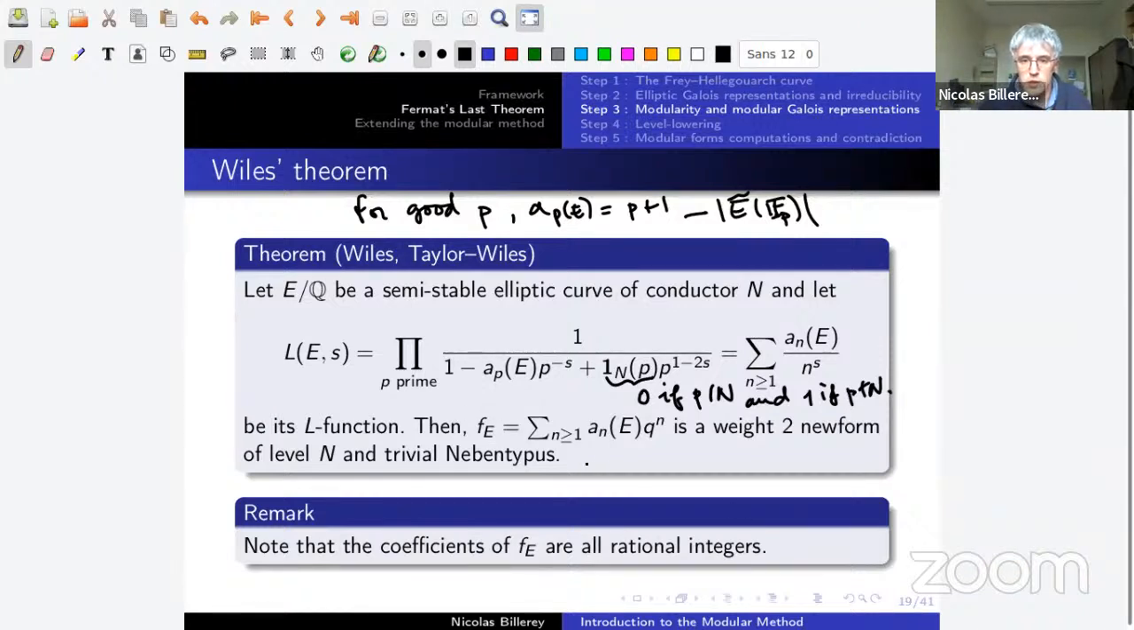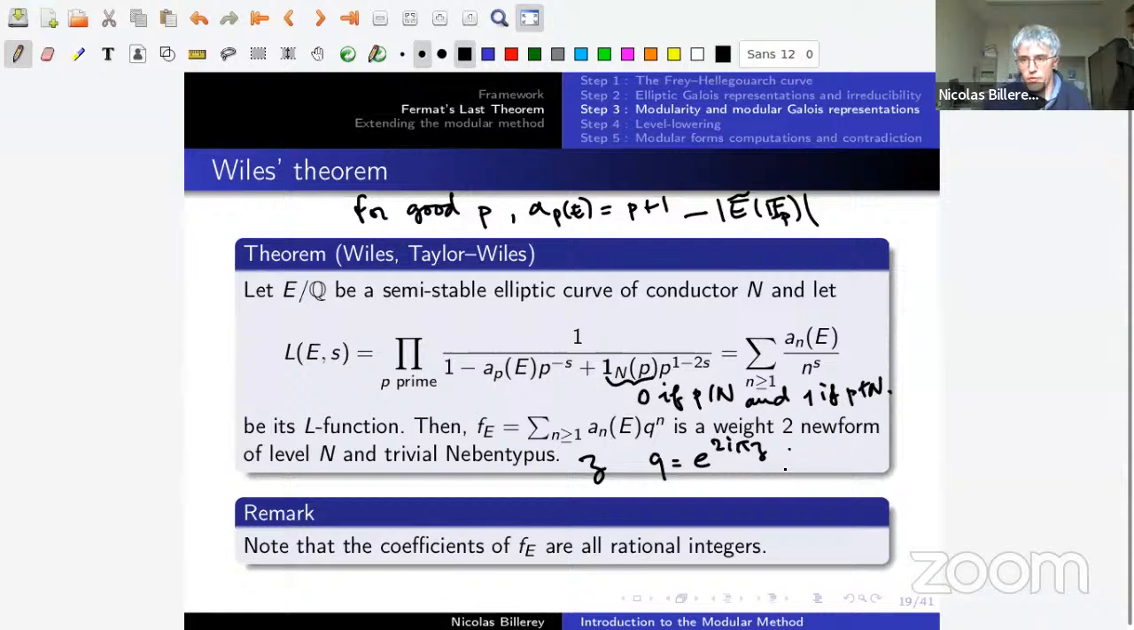So if z is a complex number with imaginary part greater than zero, q denotes e to the 2πiz. That's the standard notation in the theory. So this function, which is a function on the complex upper half plane, turns out to be a weight two newform of level N and trivial Nebentypus.